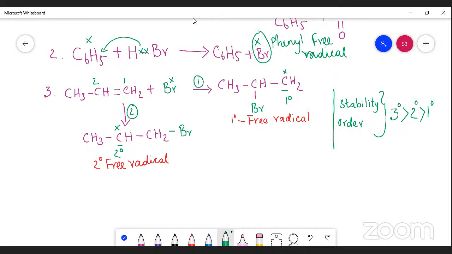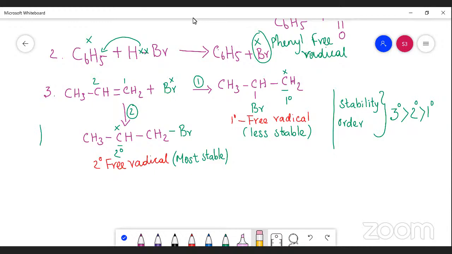So, which one is most stable? This is the most stable free radical. And this one is the less stable free radical, because this is the primary free radical. Okay. Now further, it is going to attack the hydrogen of HBr.